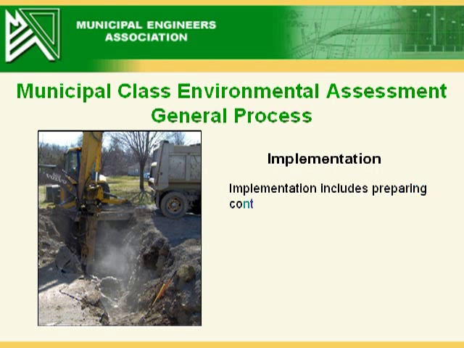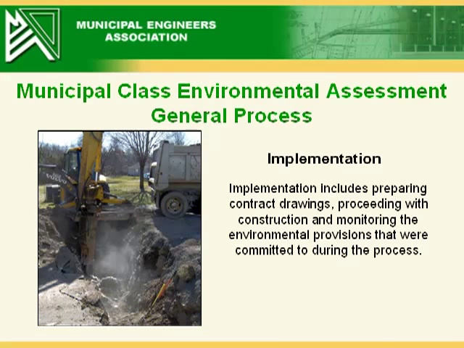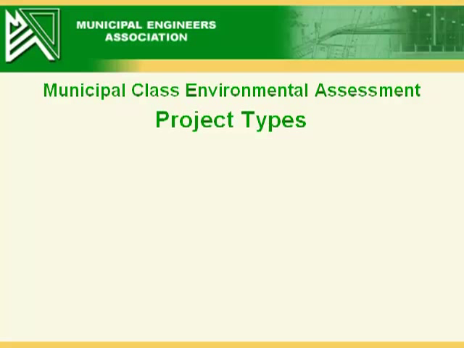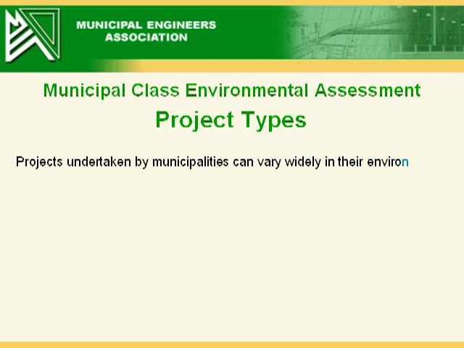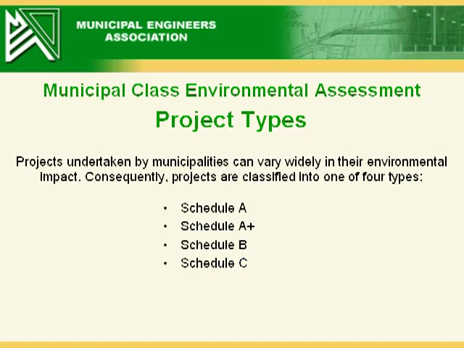Implementation includes preparing contract drawings, proceeding with construction, and monitoring the environmental provisions that were committed to during the process. Projects undertaken by municipalities can vary widely in their environmental impact. Consequently, projects are classified into one of four types: Schedule A, Schedule A+, Schedule B, and Schedule C.